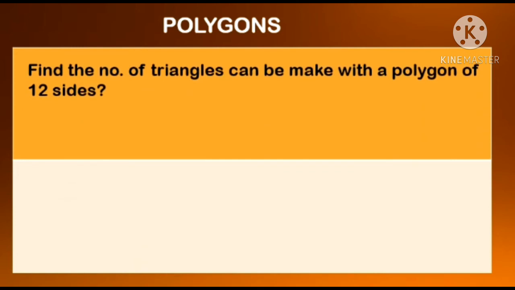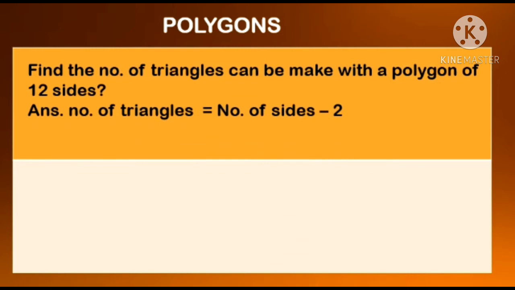Then without drawing any picture, you have to find the number of triangles that can be made with a polygon of 12 sides. How to find it? Here number of triangles equals number of sides minus 2. We know this polygon has 12 sides. That is 12 minus 2 equals 10 triangles. So we can say a 12-sided polygon has 10 triangles.